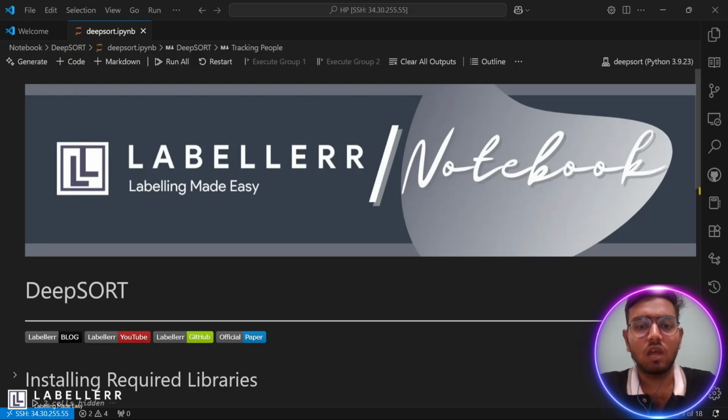Today we are going to break down the research paper that solved this problem and revolutionized object tracking. We will understand the clever technique that the authors used, look at their results, and at the end I will show you how to implement this yourself.